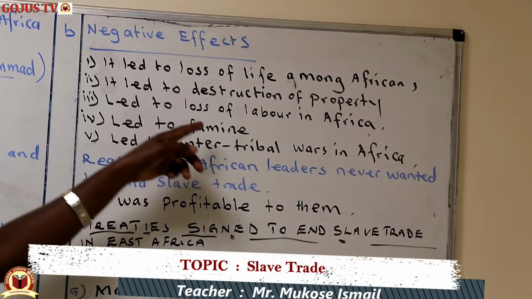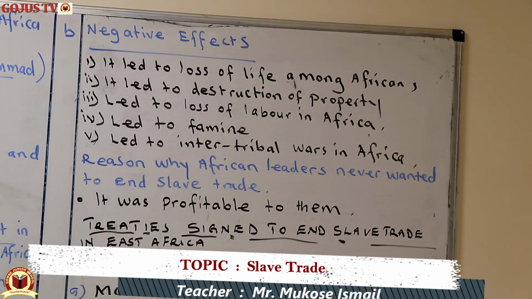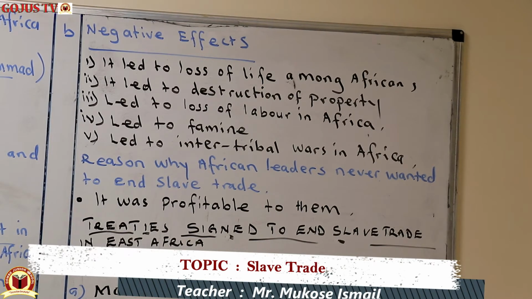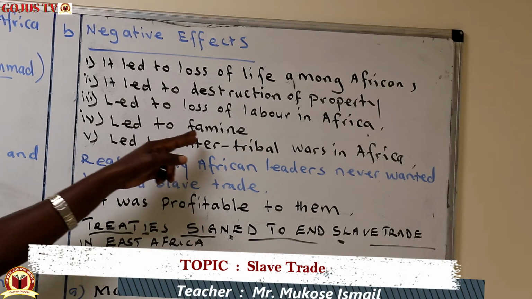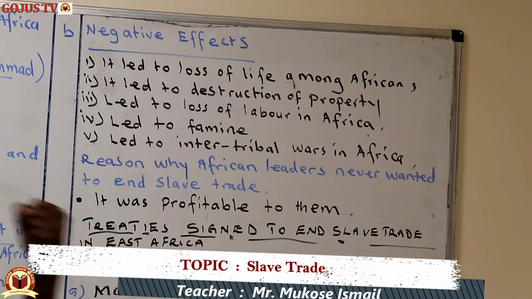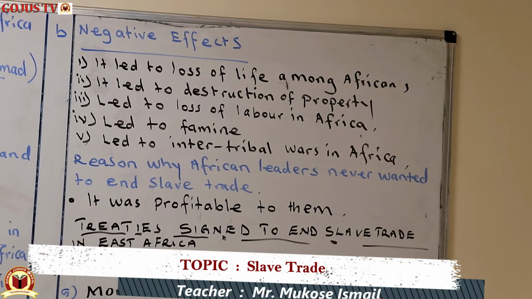It led to destruction of property. All the captives' homes could be destroyed and even burnt. If you could watch that film of Kunta Kinte, there is that history of West Africa, you could see the negative effect. It led to loss of labor in Africa as our strong men were taken to serve as slaves in those foreign countries.